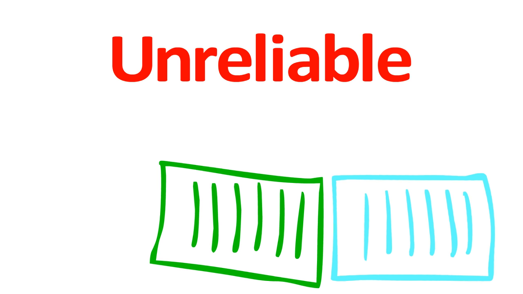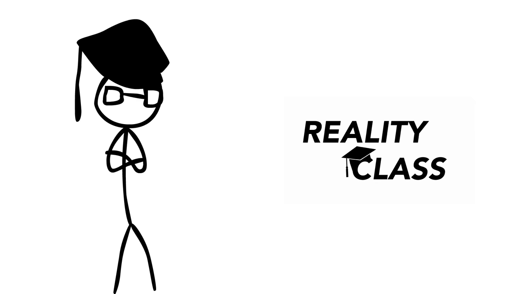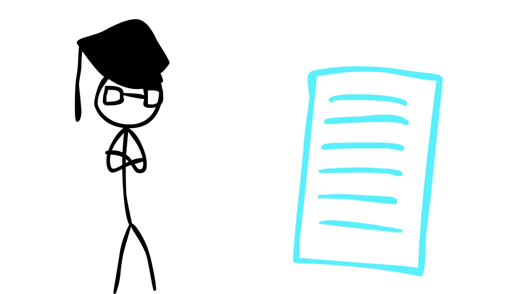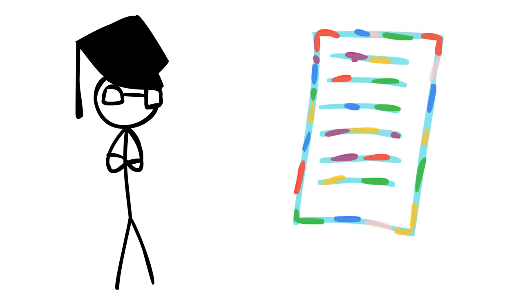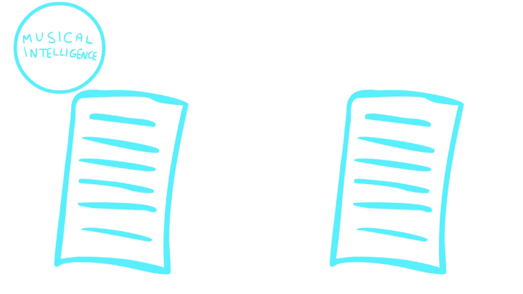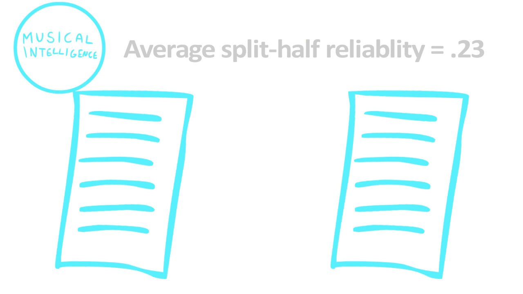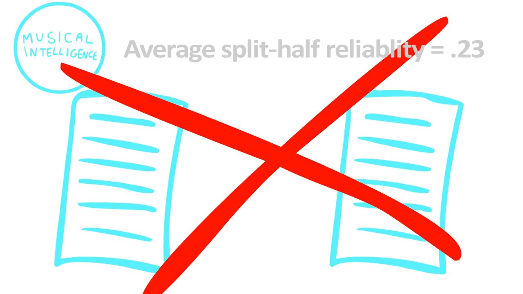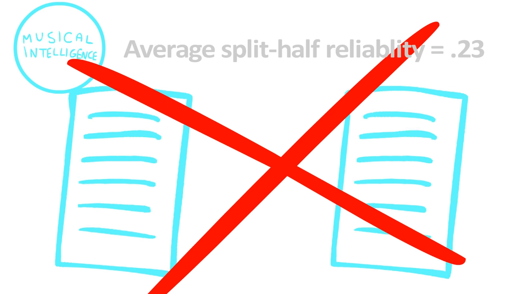Now, some of the tests produced results which we'd call unreliable, which again is a statistical concept that I'll have to make another video about at some point, but for now it just means that those tests didn't seem to be consistently measuring the same thing. Both of the tests for musical intelligence produced pretty unreliable results, so I wouldn't take any test for those seriously.